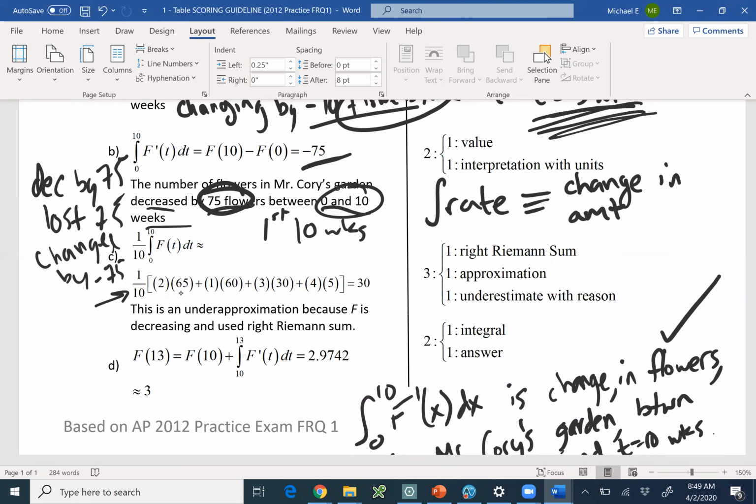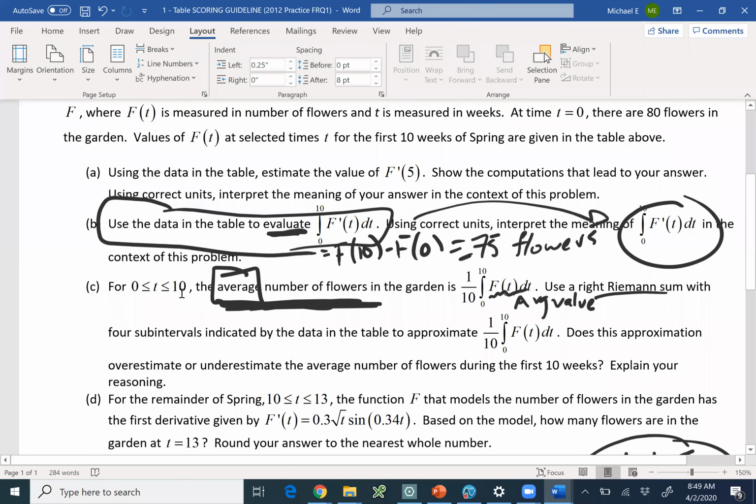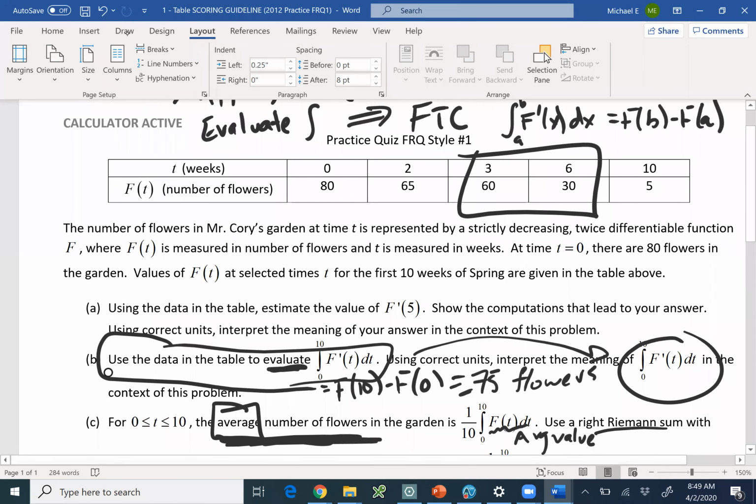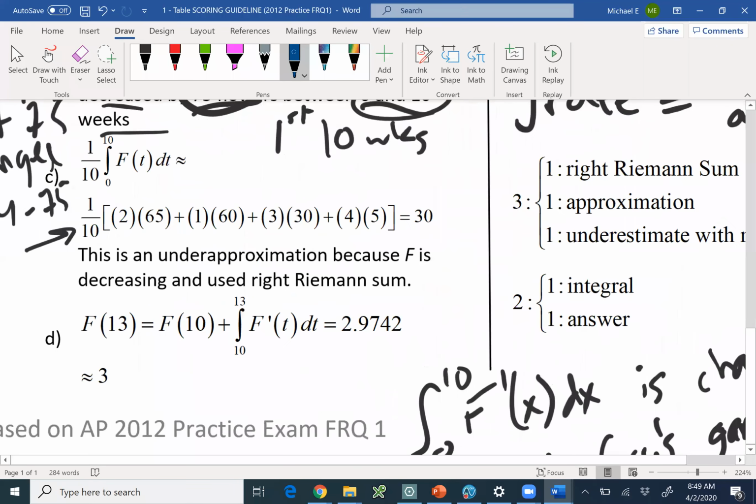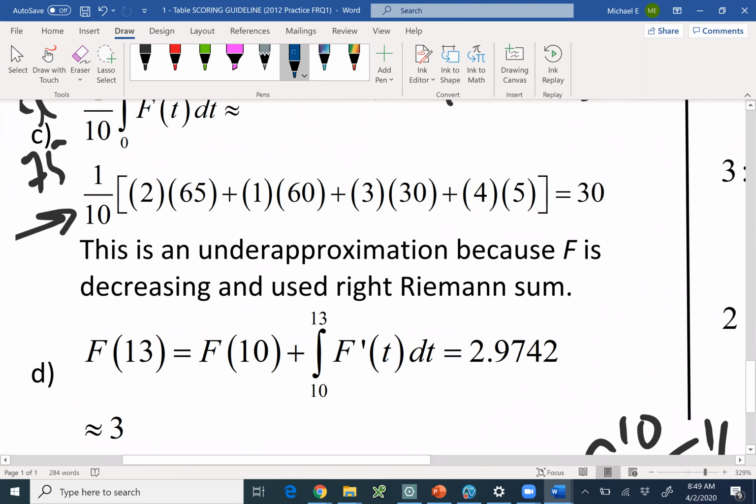So using a right Riemann sum, we just go ahead and let's get rid of this guy. That width is 2, and we use 65. That width is 1, we use 60. That width is 3, we use 30. That width is 4, we use 5. So we multiply all those together, and then a big parentheses or a bracket to multiply by the 1/10 at the end. And we get the answer of 30.